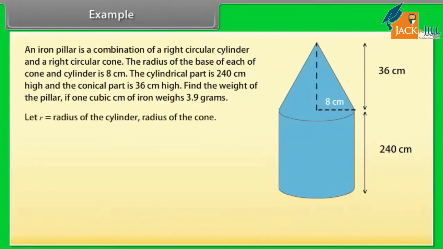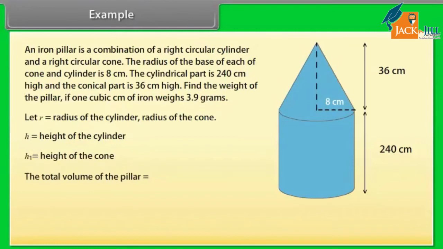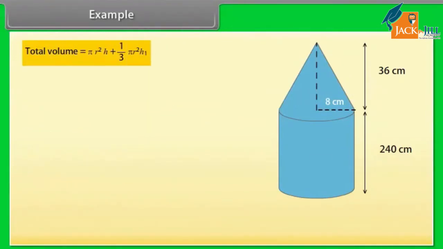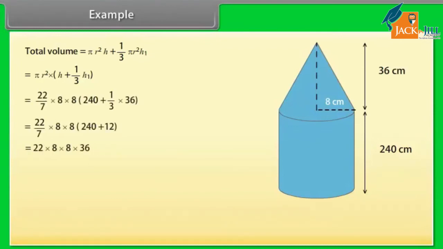Solution. Let R is equal to radius of the cylinder, radius of the cone. H is equal to height of the cylinder. H1 is equal to height of the cone. We know that the total volume of the pillar is equal to the volume of cylinder plus volume of the cone. Therefore, total volume is equal to pi r square h plus 1 by 3 pi r square h1. This is equal to pi r square into h plus 1 by 3 h1.